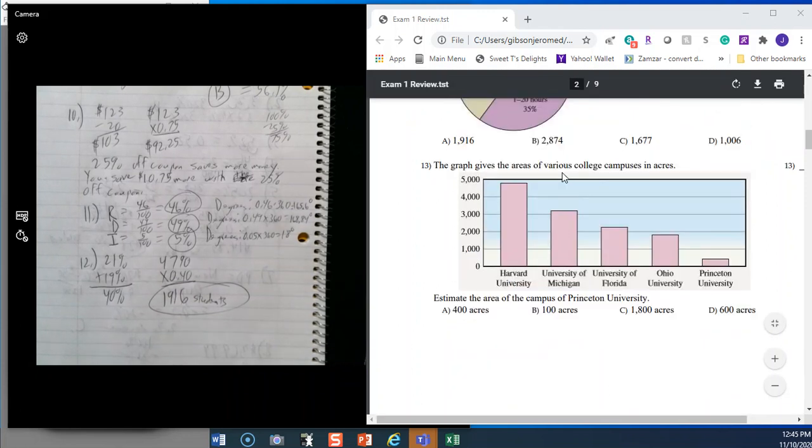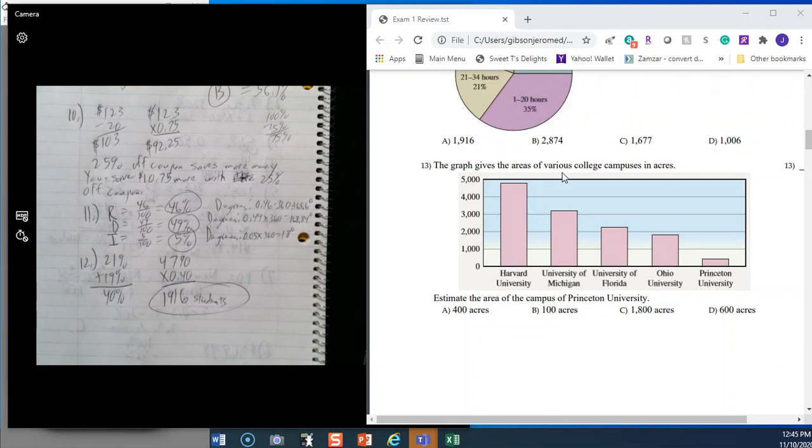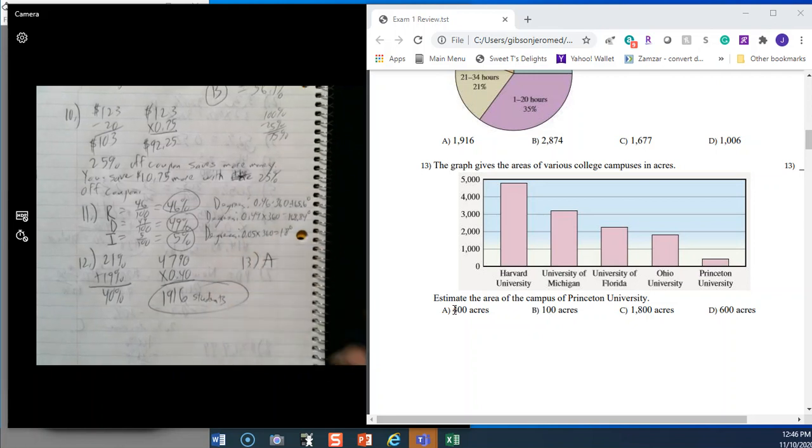Problem 13. It says the graph gives the areas of various college campuses in acres. Okay, estimate the area of the campus of Princeton University. All right, so if you look at Princeton, it's a little less than half between 0 and 1,000. So we know that should be under 500. So we have our two choices here, A, 400, B, 100. And we notice this covers a lot more ground than just 100 acres. So it had to be A. So 13 would be A, the 400 acres.